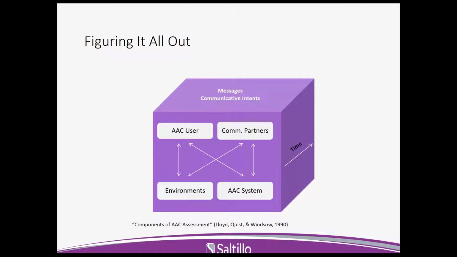Lloyd, Quist, and Winzo in 1990 advised 4 components to look at: the AAC user, the communication partners, the communication environments, and the AAC system. They are integrally related and they exert change on one another. Another important component is the influence of the passage of time, as well as the messages and the communicative functions that the individual needs to be able to communicate effectively.